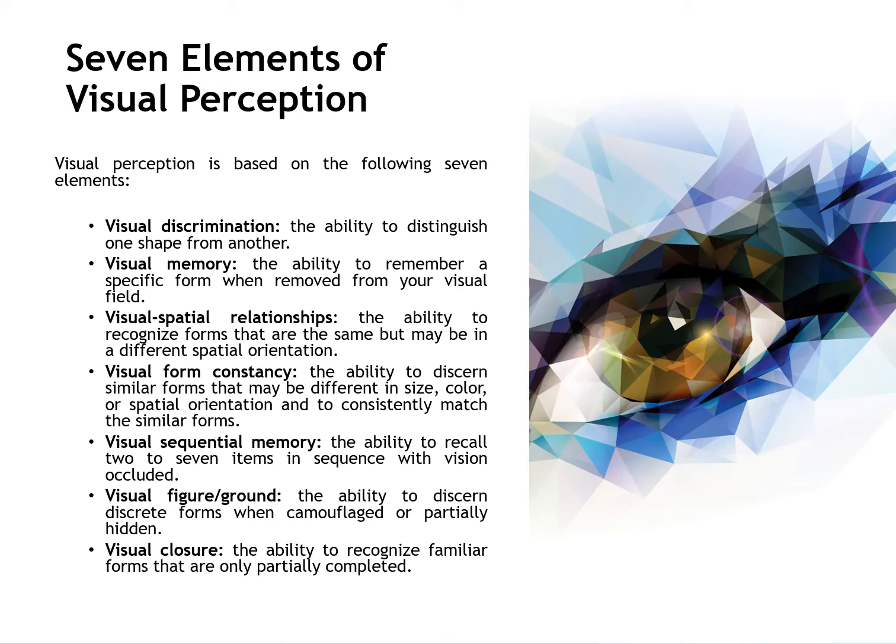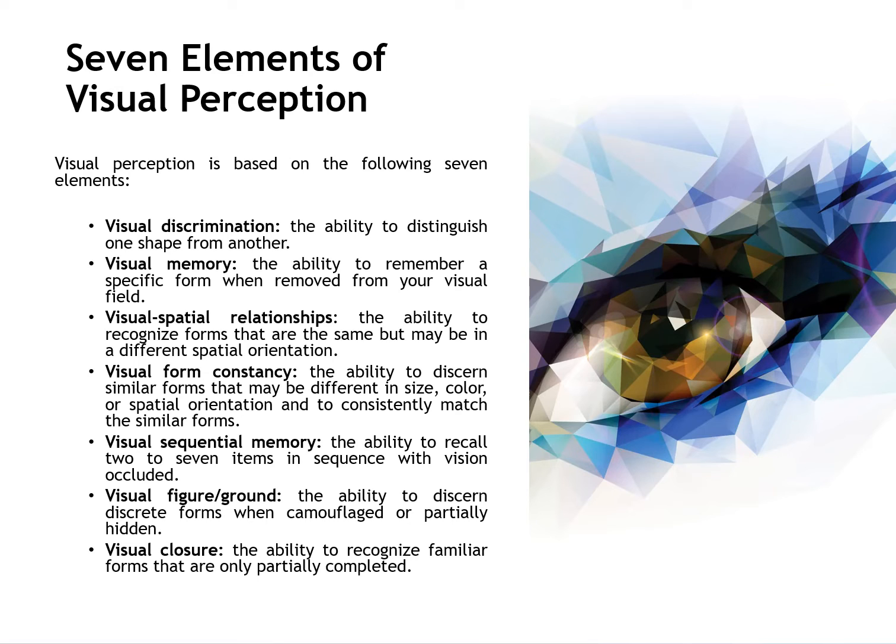Visual discrimination. This is the ability to distinguish one shape from another. Visual memory. This is the ability to remember a specific form when removed from your visual field. Visual spatial relationships. This is the ability to recognize forms that are the same but may be in a different spatial orientation.